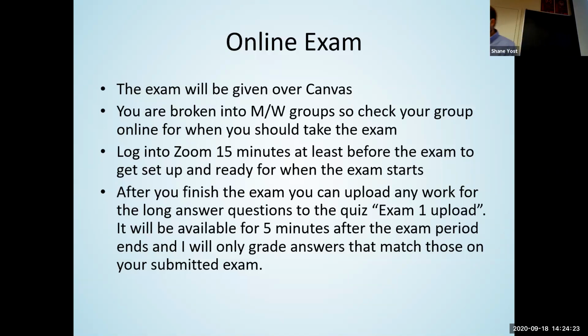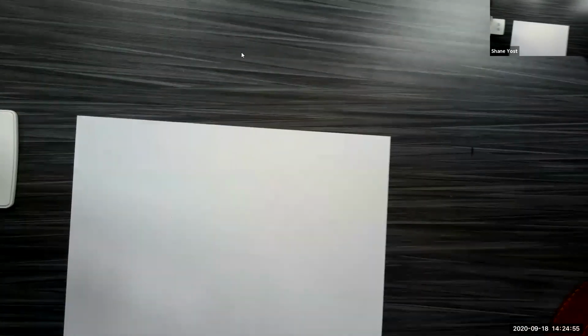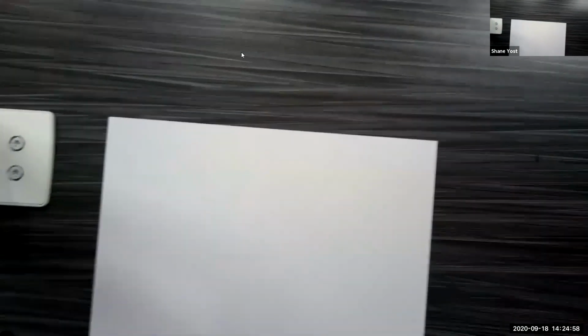Let me find blank pieces of paper that I'm sure I have. All right, now I'll turn my lovely face down here so we can look at the documents.